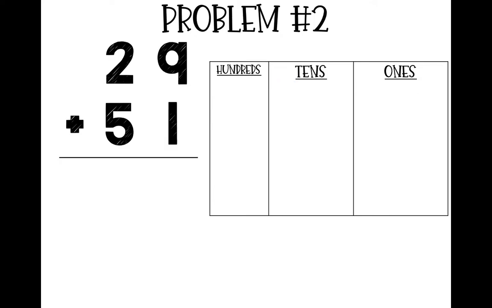Let's try another one. Make sure you're writing this one down with me. Start by writing 29 plus 51 vertically. Don't forget your plus sign and your equal line. Make sure your numbers are lined up nice and neat so that your 1s are stacked on top of each other and your 10s are stacked on top of each other.